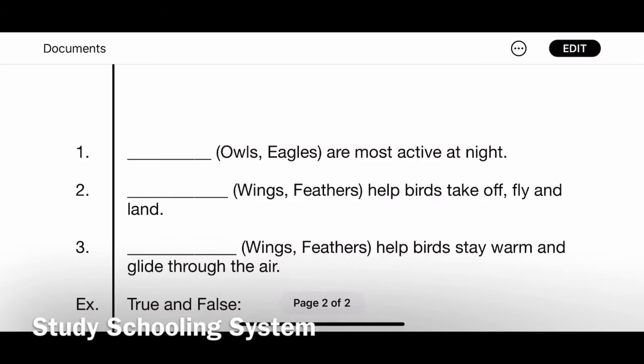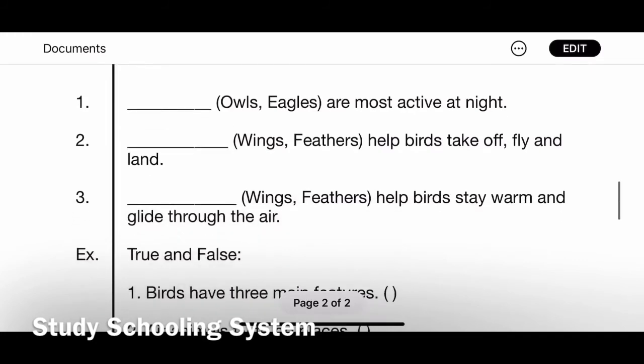Now number 2. Dash help birds take off, fly and land. What is the answer from wings and feathers? Yes, of course, wings. This is written in your book. We discussed it. Wings help birds take off, fly and land. Good job. The last one is number 3. Dash help birds stay warm and glide through the air. Remember what is the answer? Yes, feathers. Good job. Because feathers help birds stay warm and glide through the air.